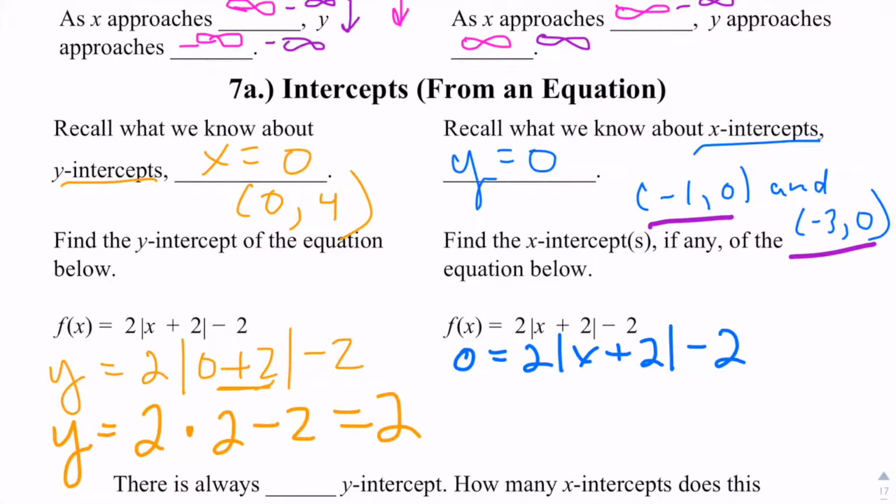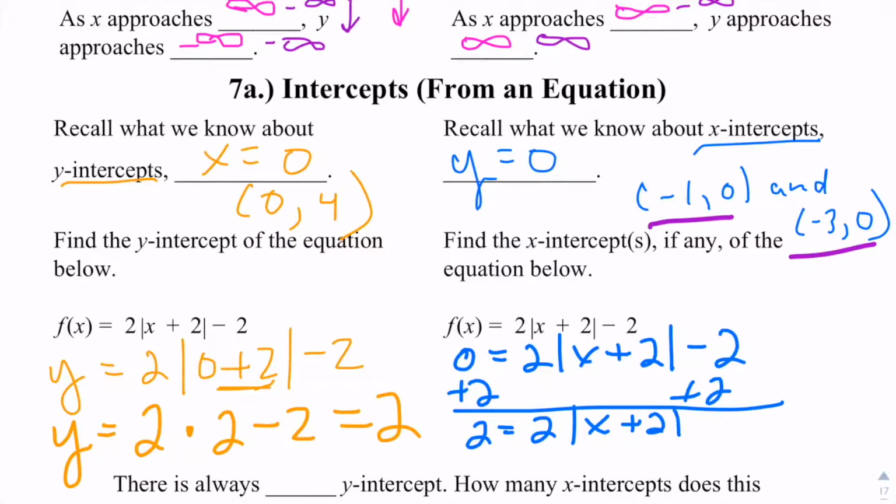And now this is just like solving the absolute value equation from previous lessons. So we're going to add 2 to both sides. Divide by 2. So we get 1 equals the absolute value of x plus 2.